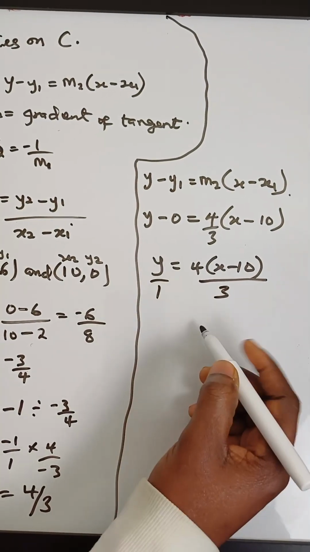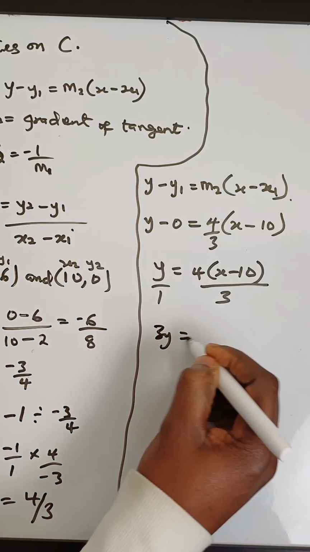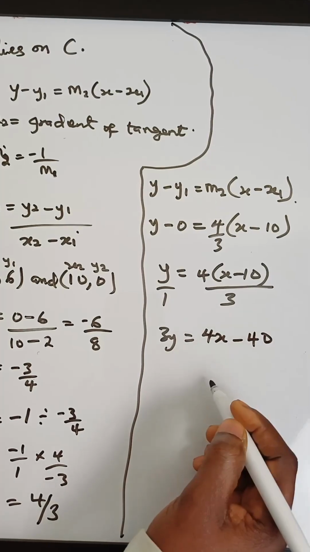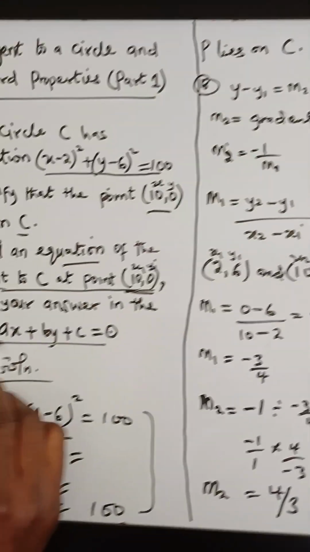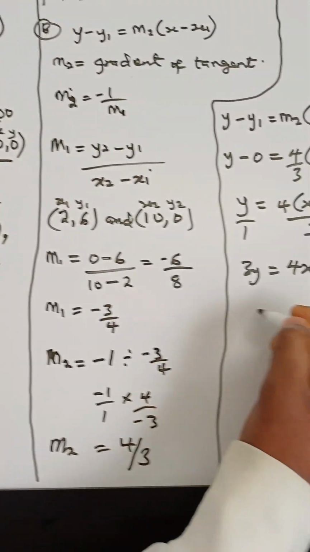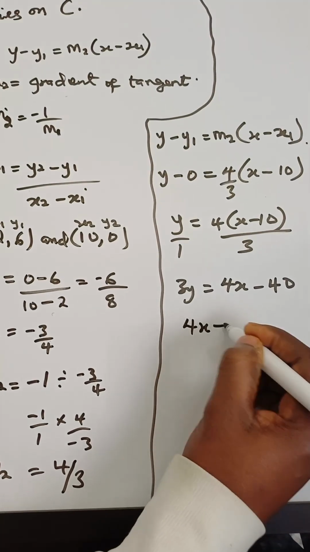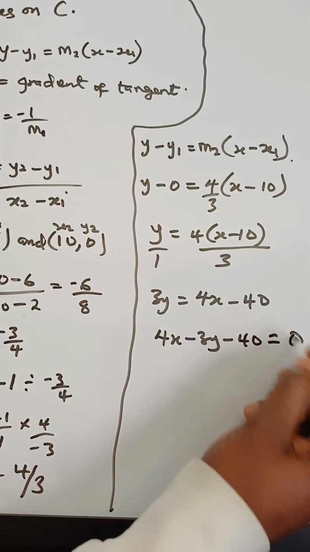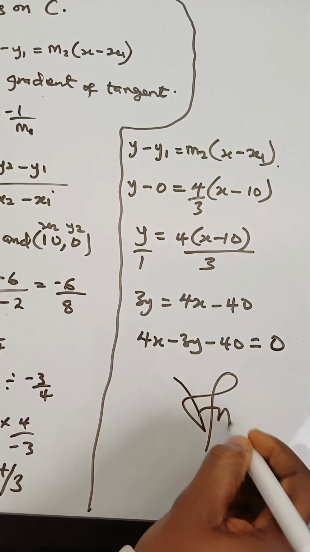If you cross multiply from here, you have 3y equals, clearing this bracket, 4x minus 40. But recall that we have to leave our answer in the required form. Therefore, we have 4x minus 3y minus 40 equals 0. Thank you.